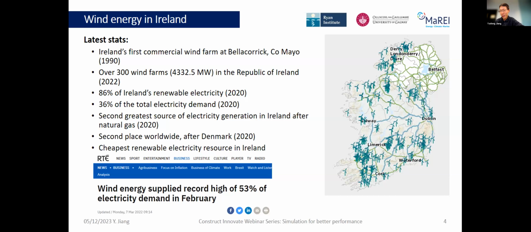And this 36% makes Ireland rank second worldwide in producing wind energy, just after Denmark. For months with good winds, like February last year, wind energy can supply as much as 53% of the national energy demand.